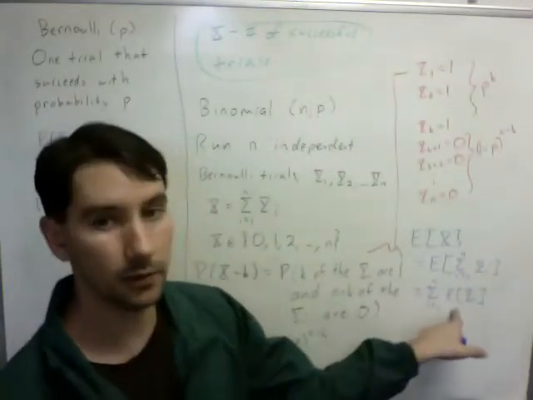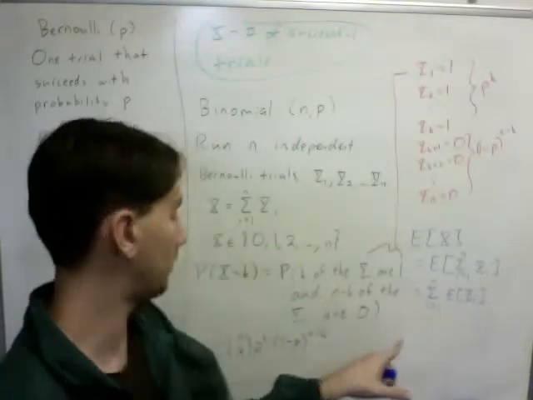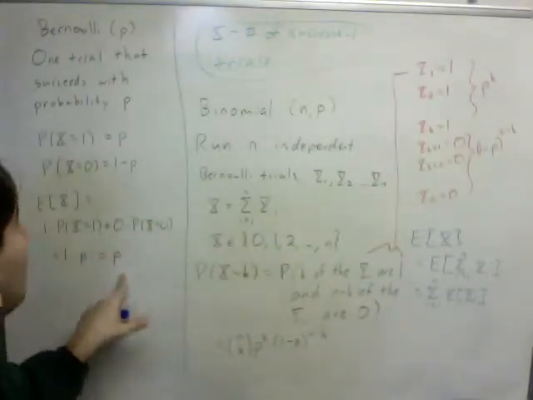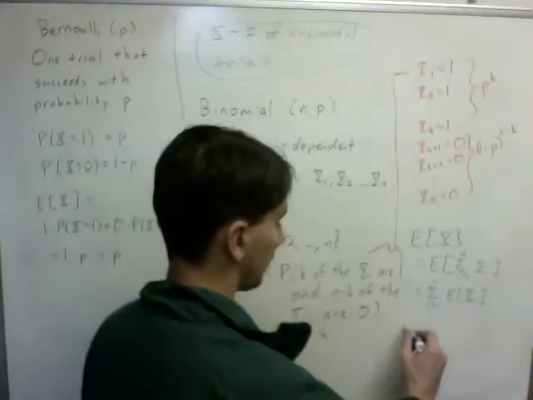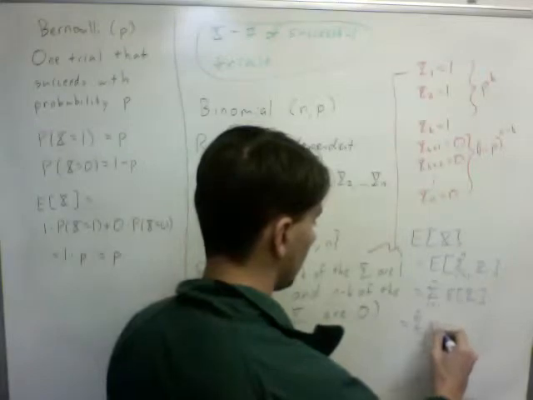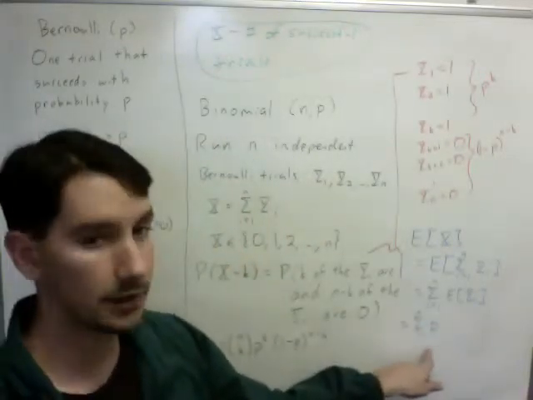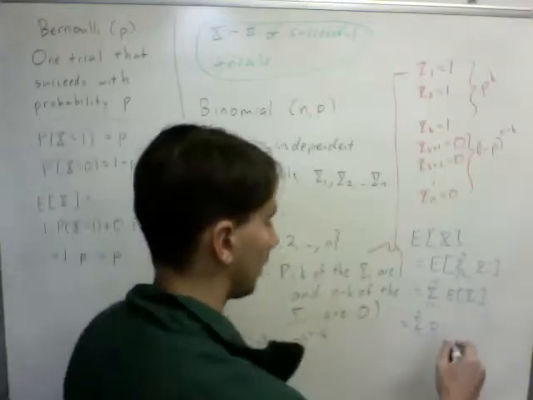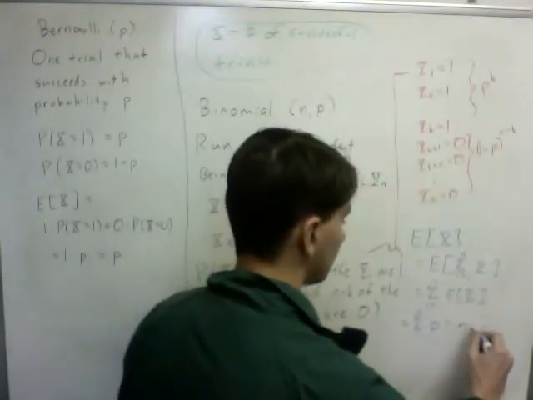And the expected value of Yi, since it has success probability p, is going to be p, because each Yi is just a Bernoulli. So this is equal to the sum from i equals 1 to n of p. And all this sum means now is just p plus p plus p plus p, n times. In other words, this is just n times p.